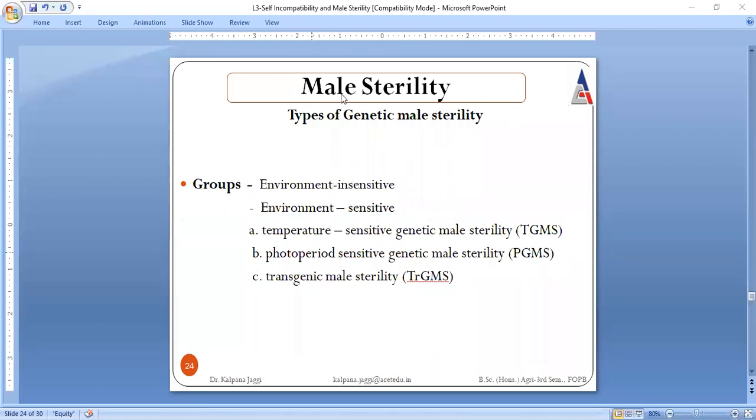If it is sensitive to the environment, then it is said to be environment-sensitive genetic male sterility. And if it is sensitive to the photoperiod, then it is said to be photoperiod-sensitive genetic male sterility. And the third one is transgenic male sterility.